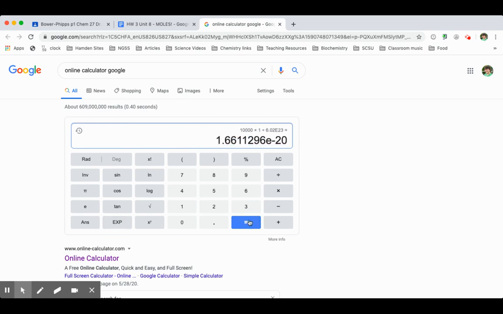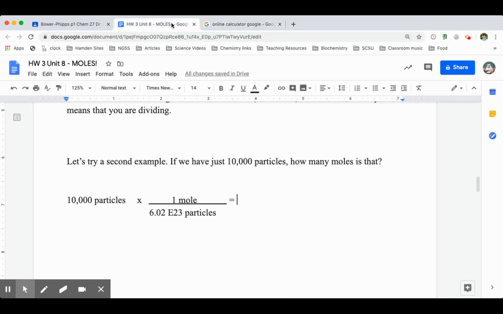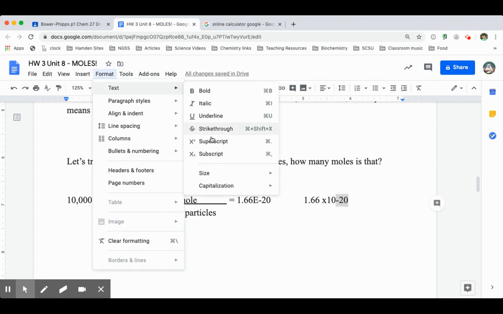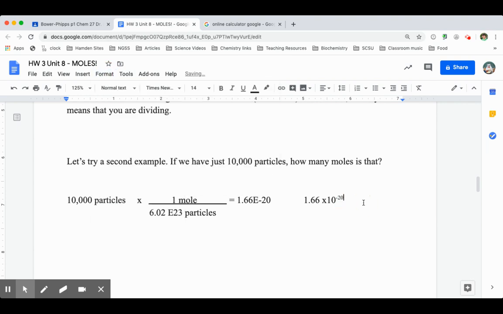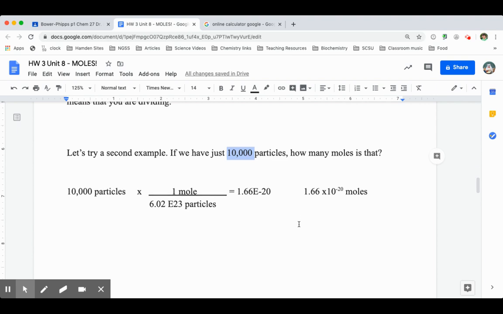And we get 1.66 times 10 to the minus 20. And I can write that in regular times 10 to the minus 20. Remember, if I want to make it an exponent, format, text, superscript, and these are moles. Again, a really, really small number because this is less than 1 mole. Way, way, way, way smaller than a mole of particles because a mole is 6.02 hexillion particles. So many.